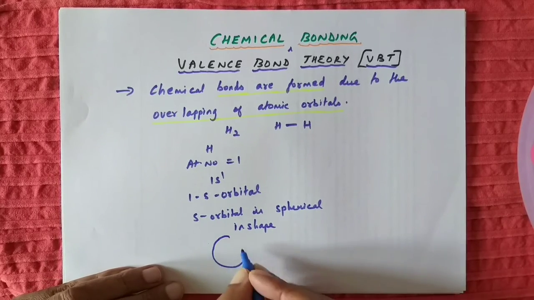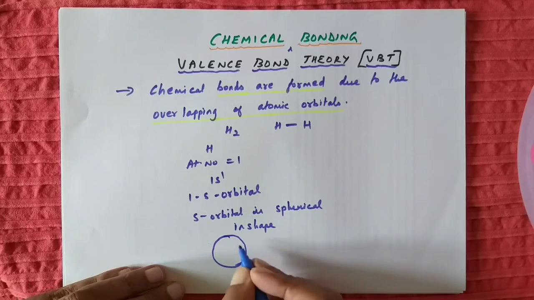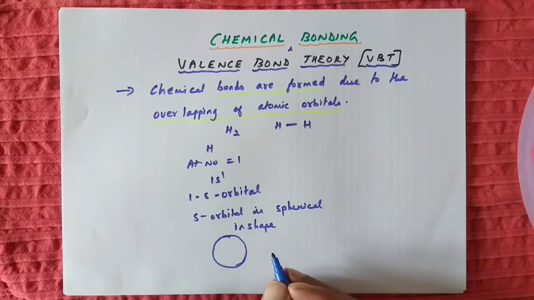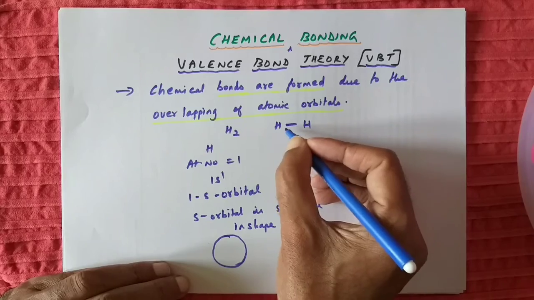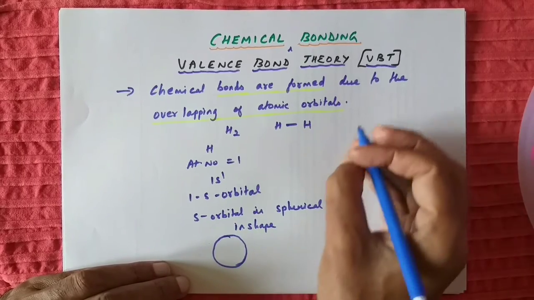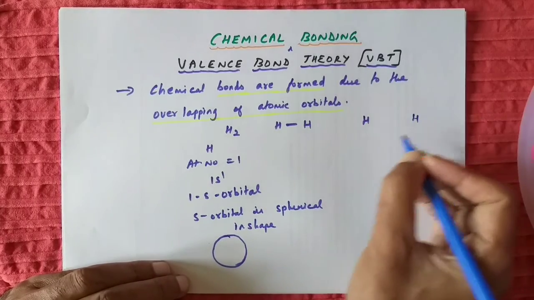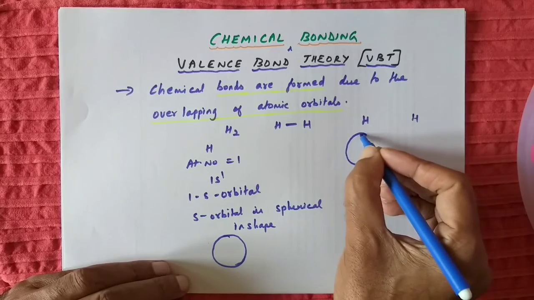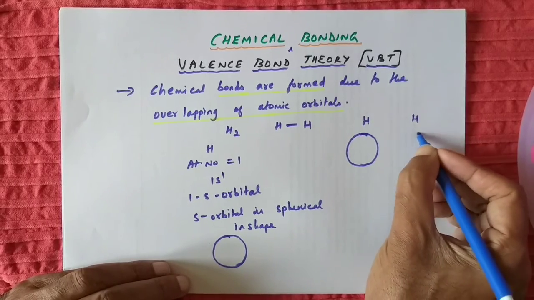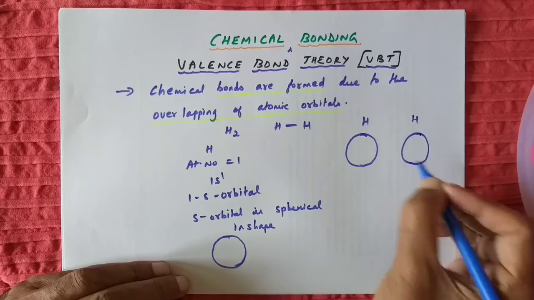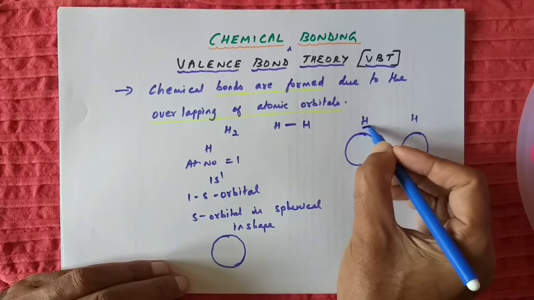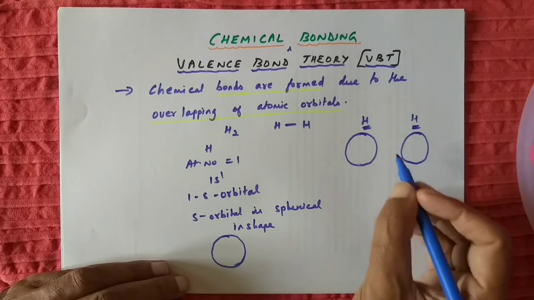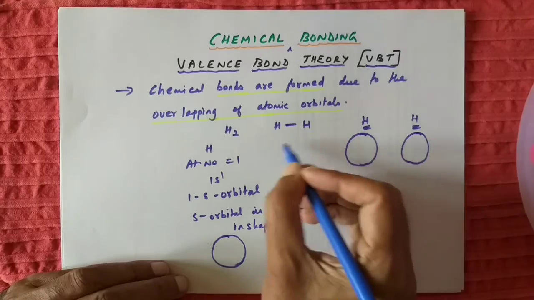So, I can just make a sphere like this. It is the s orbital which is present in hydrogen. Like this, one hydrogen will be having one s orbital. When I take two hydrogens, one hydrogen will be having one spherical s orbital, and this hydrogen will be having an s orbital. This is one hydrogen atom, this is another hydrogen atom. When these two atoms join together, the bond is formed.